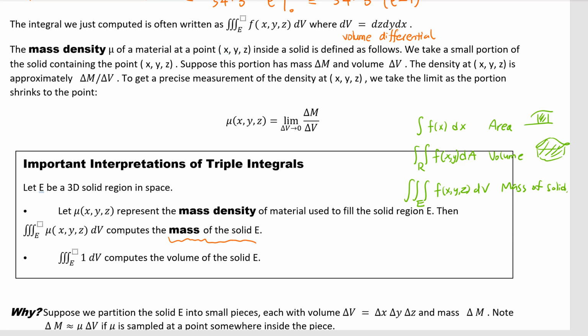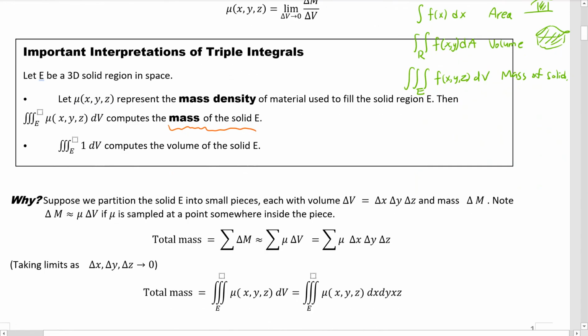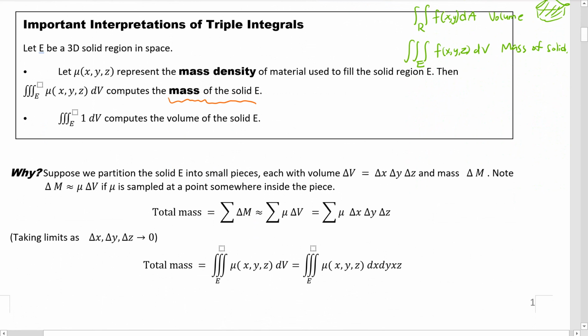So far, so good, everybody? So keep those in mind. Why? Suppose we partition the solid E into small pieces, each with volume change of V equals change of X times change of Y times change of Z, and mass change of M. Know that change of M is approximately the density function times change of V.